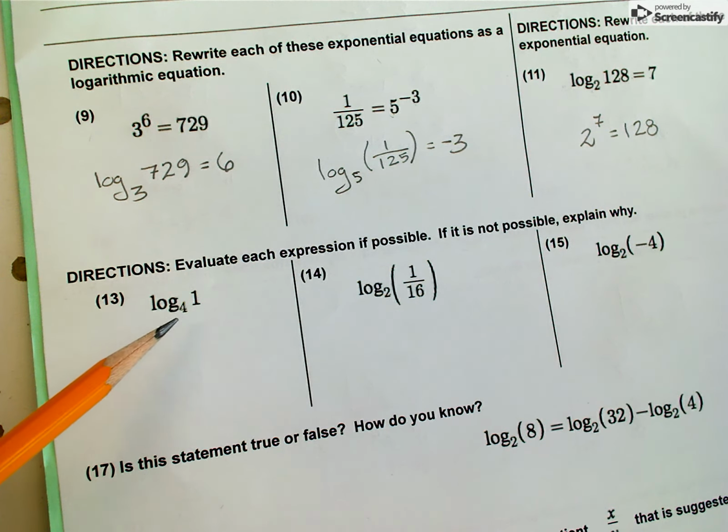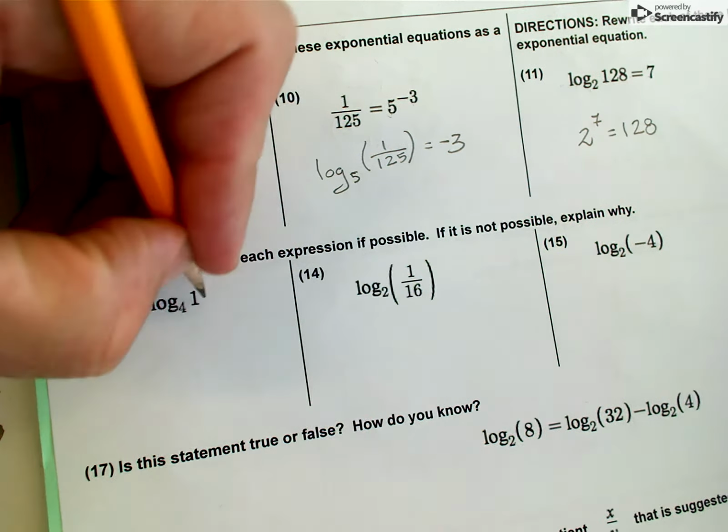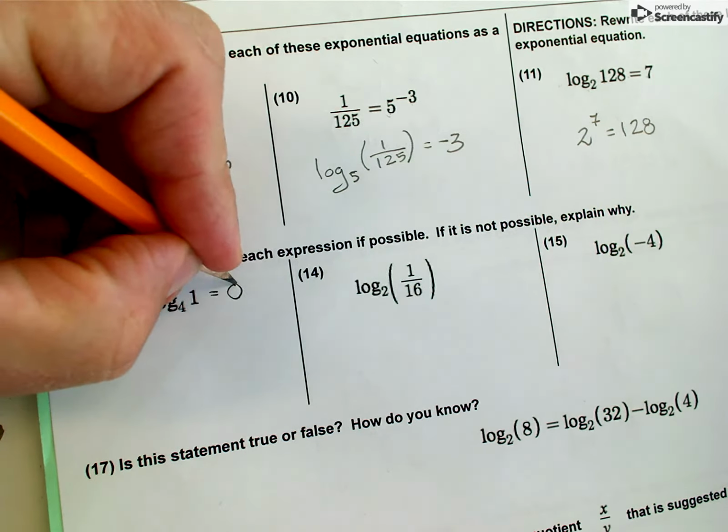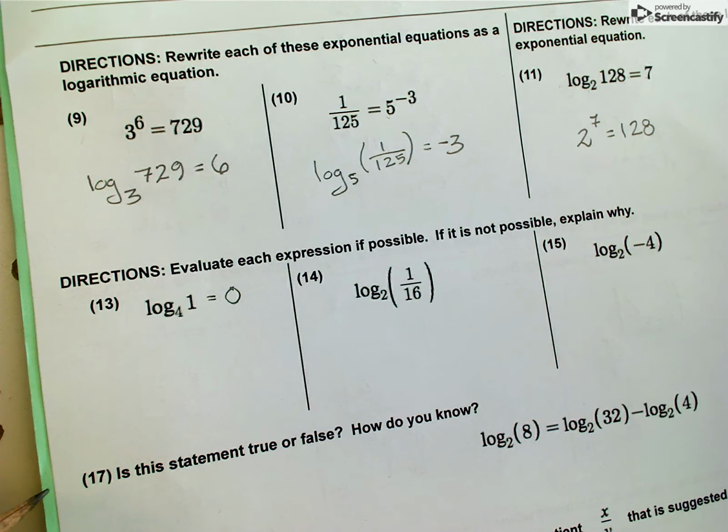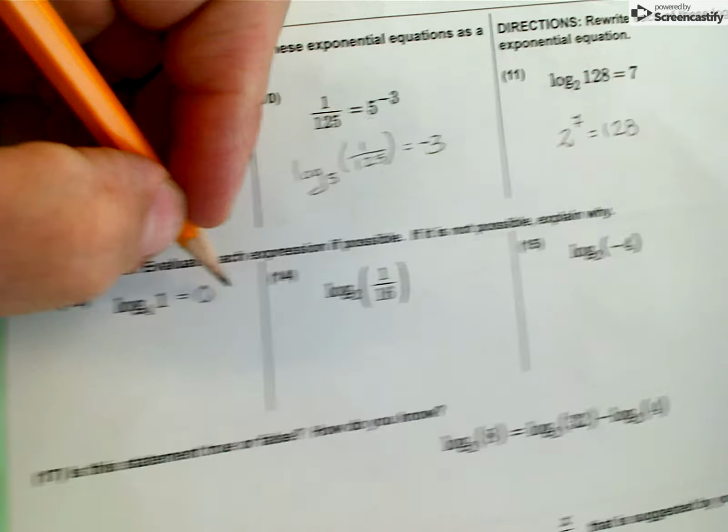So here, first of all, I know the question that I'm trying to answer with this expression is 4 to what power equals 1? And of course the answer is 0, because 4 to the 0 power equals 1.